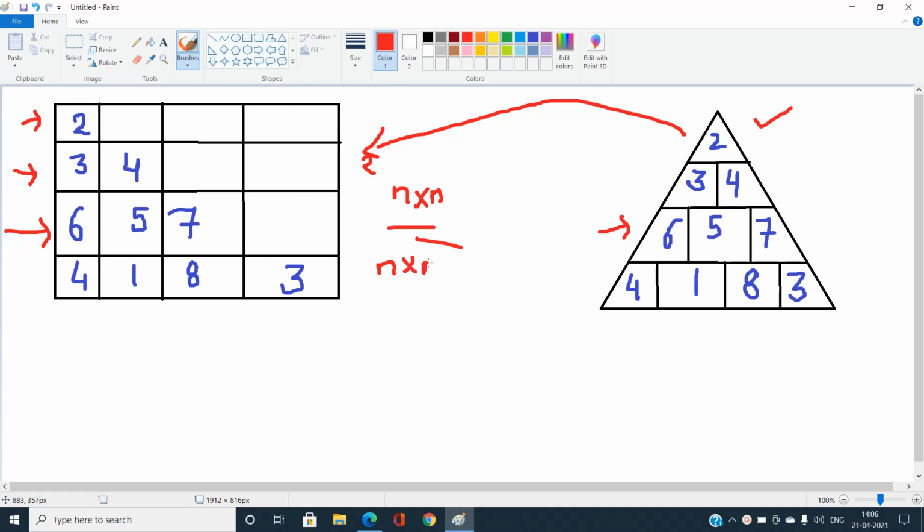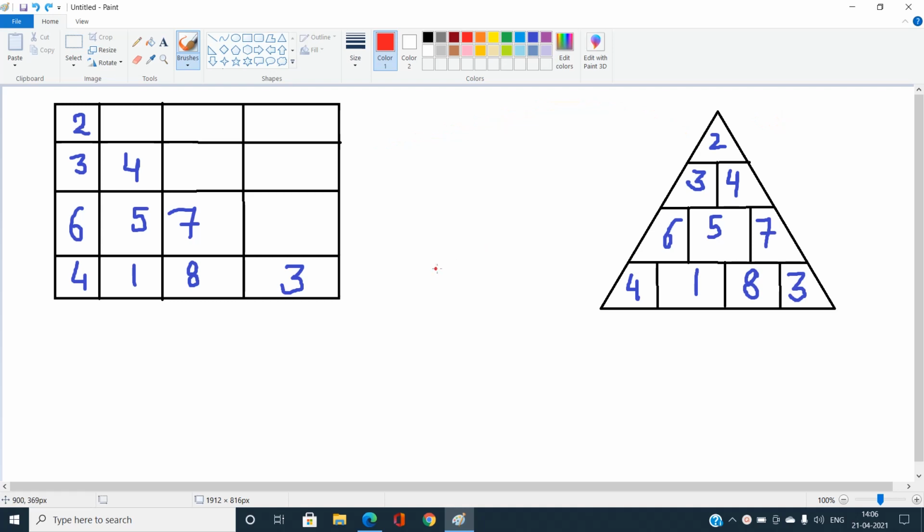Converting this to an n into n matrix is just a way of figuring out the best solution by modifying the representation, because if you represent this triangle with the help of a matrix, it becomes easier to understand and interpret the solution of this problem. Now let's find out what the possible moves are after converting this triangle to an n into n matrix.